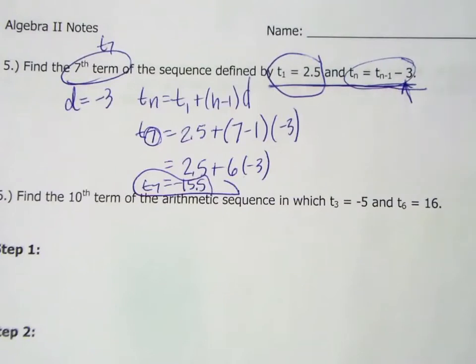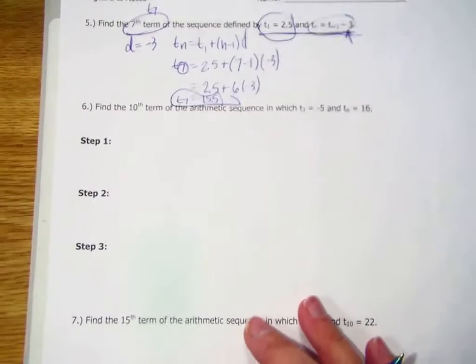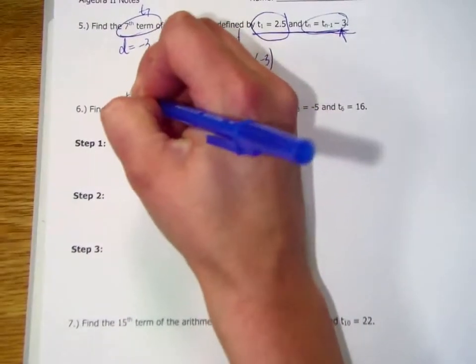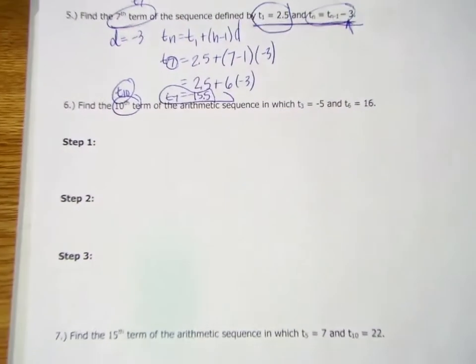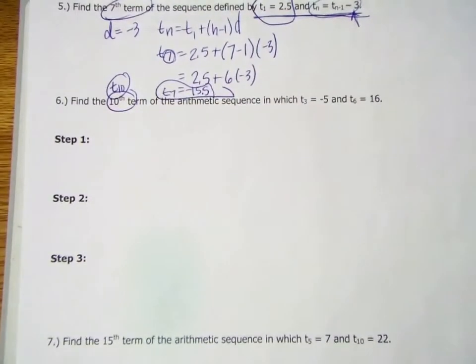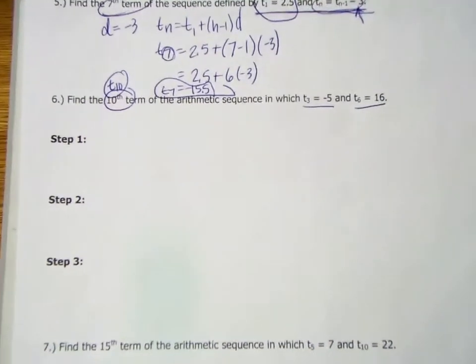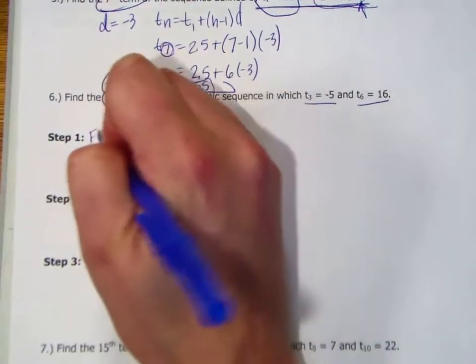All right. Let's look at the next example. Find the 10th term. So our goal is to find T sub 10 of the arithmetic sequence where the 3rd term is -5 and the 6th term is 16. What are we not given that we really, really need? We need the common difference.